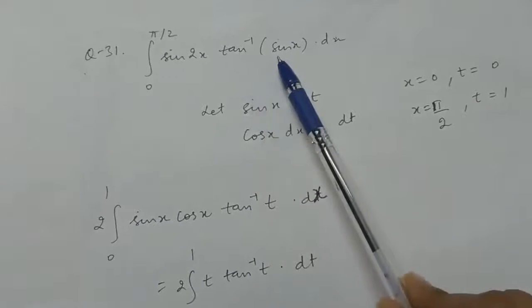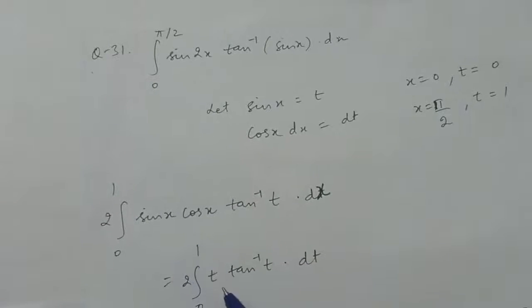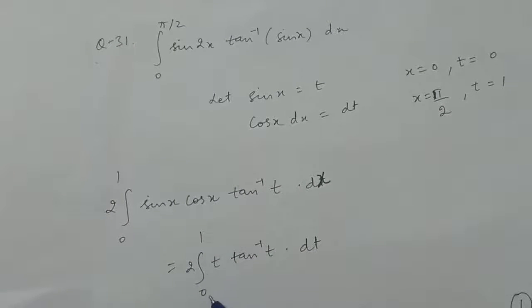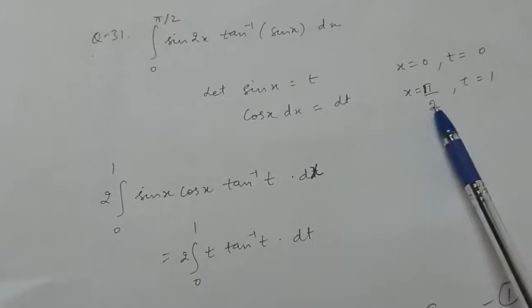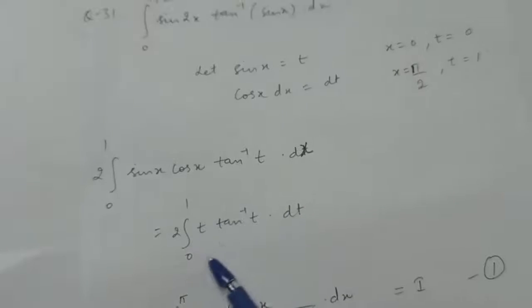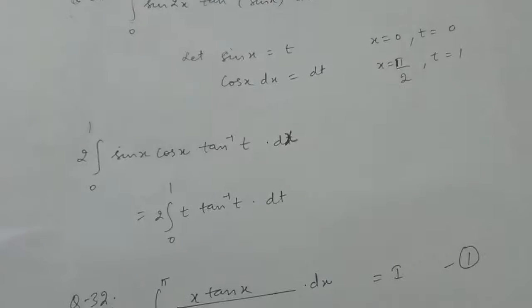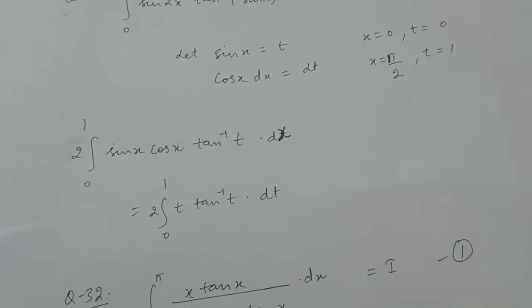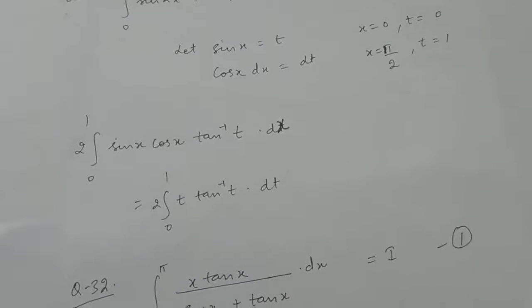Tan inverse sin x will now be tan inverse t, and sin x will be t. Also change the limits. When x is 0, t will be 0, and when x is pi by 2, t is 1. Now in the further steps you have to apply integration by parts by taking tan inverse t as the first function and t as the second function.